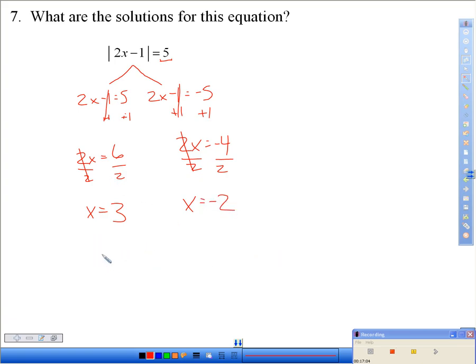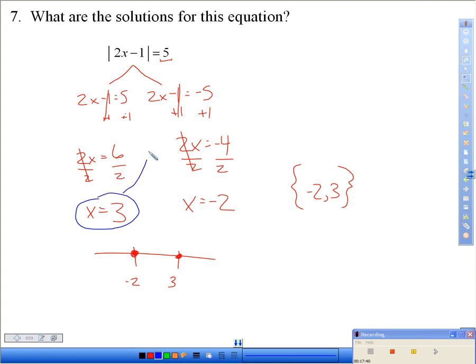If the instructions on the test told you to graph, then all we would do is to draw a number line, and we would label our solutions negative 2 and 3 and put a dot on each of those to show the solution. So our solutions would be 3 and negative 2. We would probably see that as a solution set of negative 2 comma 3. That means that both of these make the equation true. Again, you can check these solutions just like with any other equation by taking our solution and substituting it back into the equation for x and seeing if it makes sense.